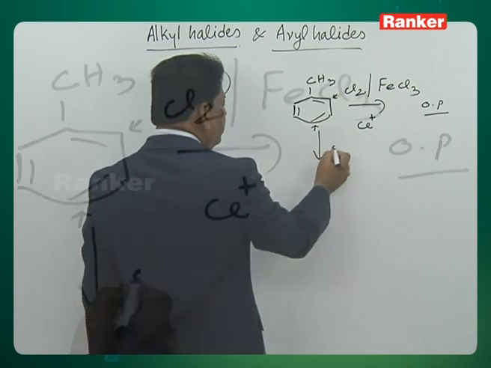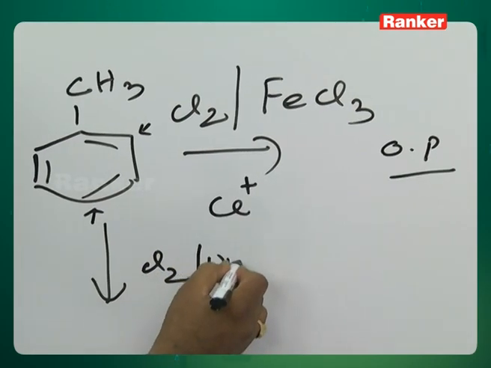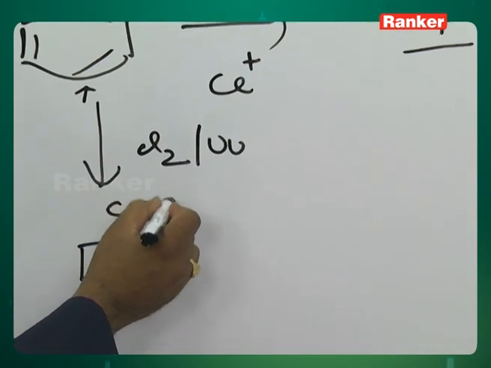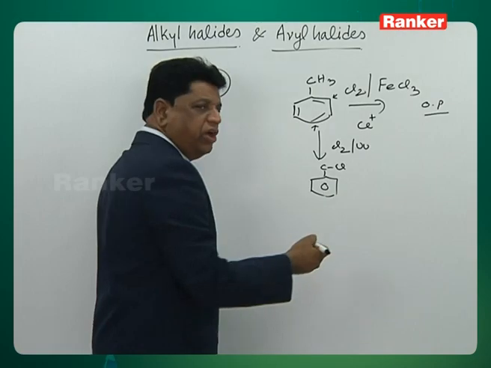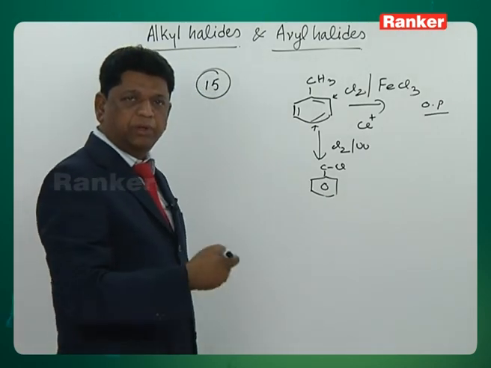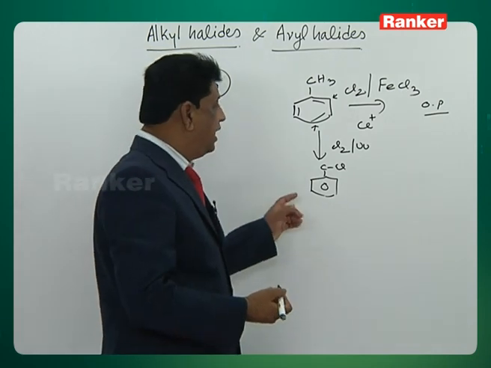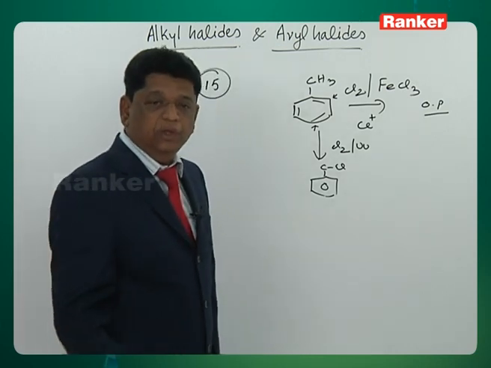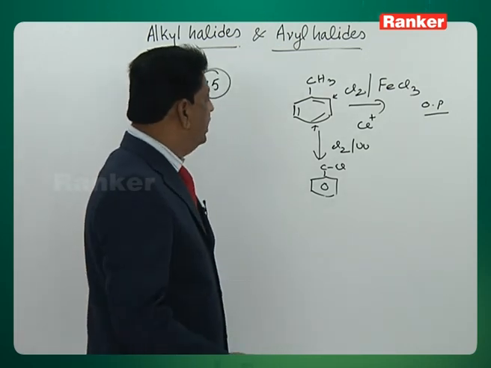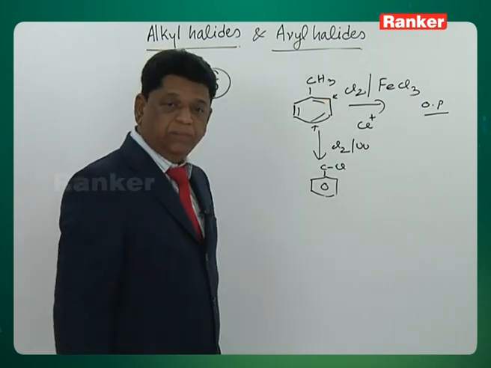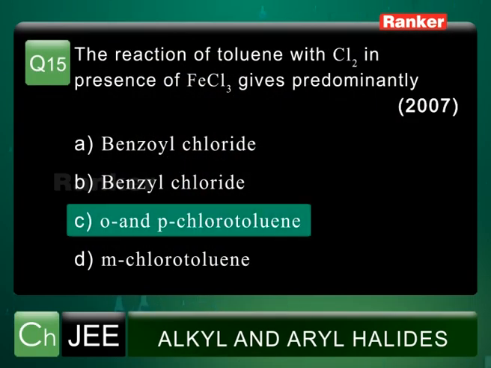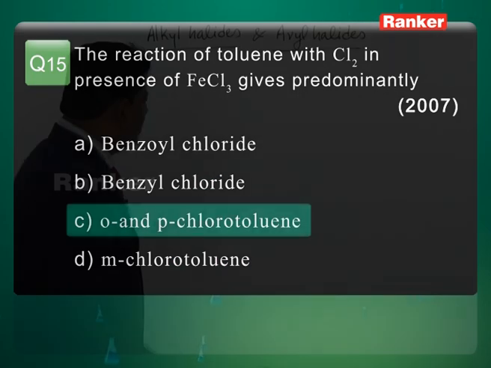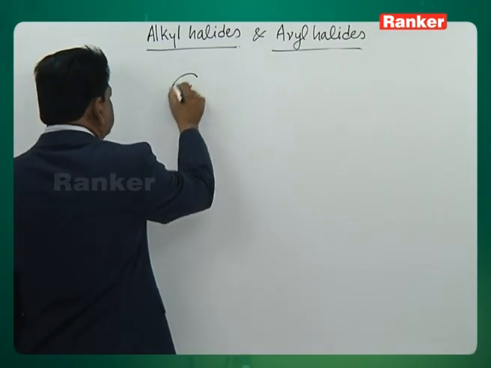If the chlorine is treated in the presence of UV light, then we will get benzylic type substitutions. One after the other, the hydrogens go, and you will get benzyl chloride, benzal chloride, benzotrichloride and so on. This is the free radical substitution. So the condition mentioned is ferric chloride, therefore ortho and para chlorotoluenes will be formed, an electrophilic substitution taking place. So answer C is the right answer. Let's go for the 16th question.